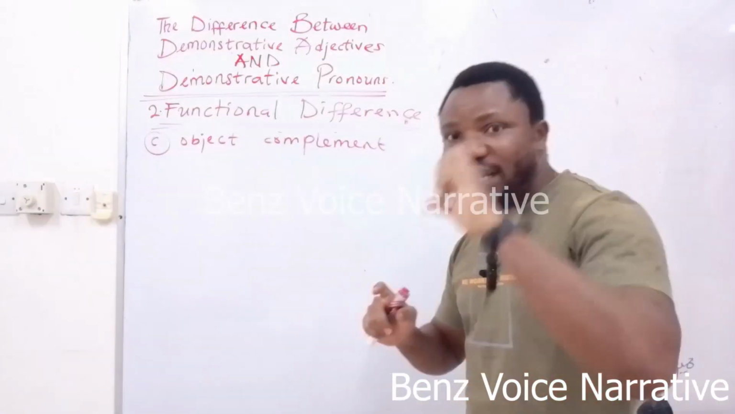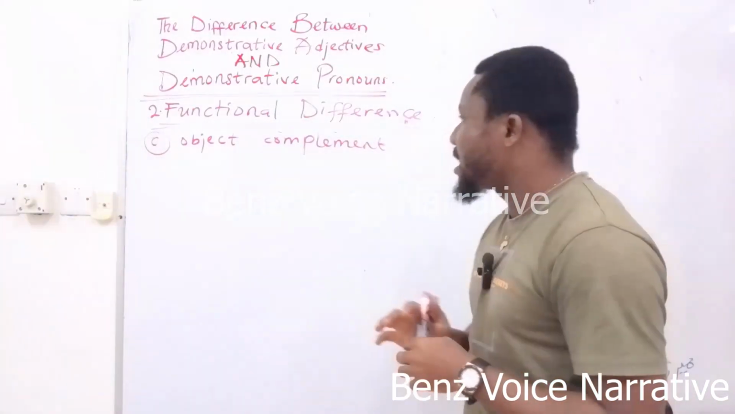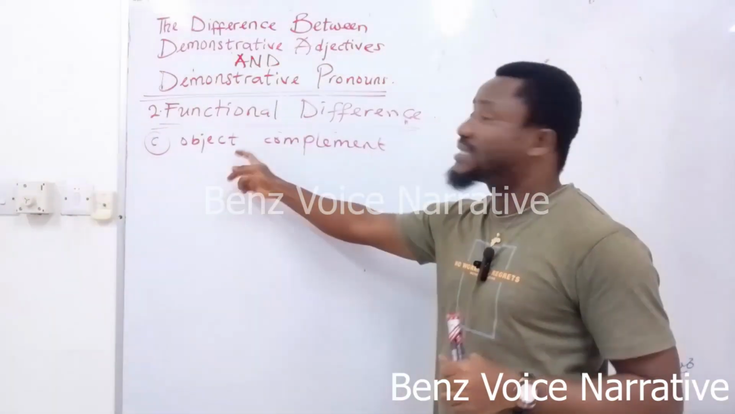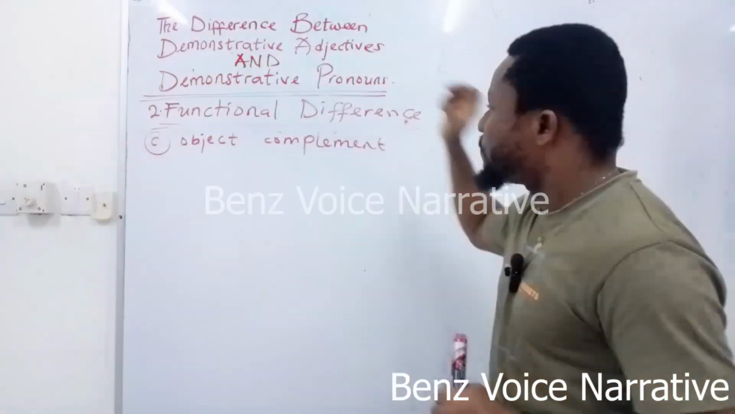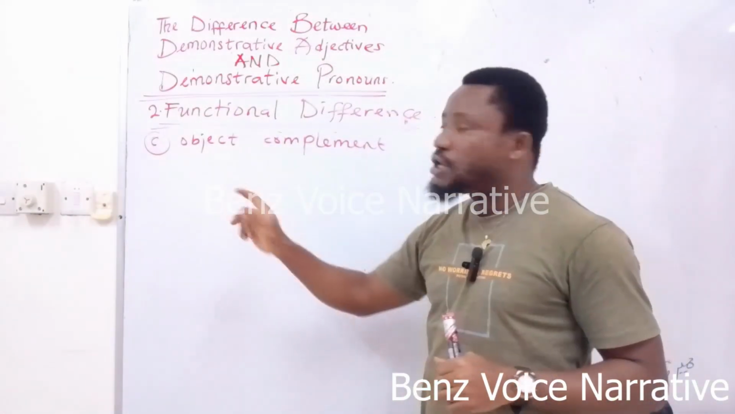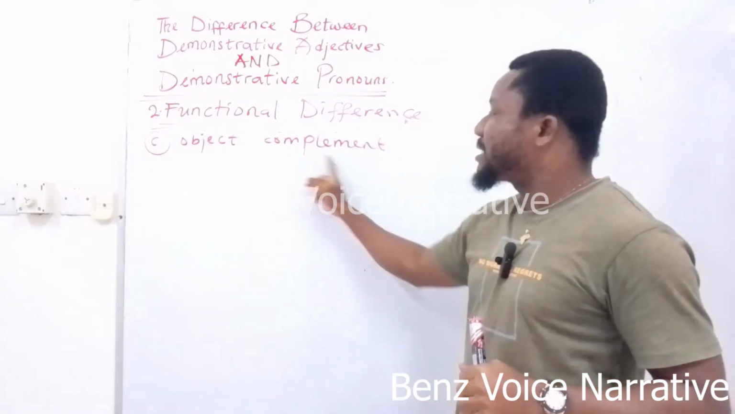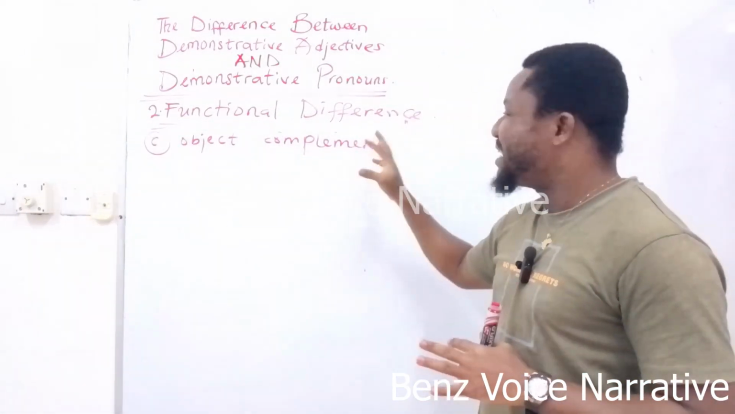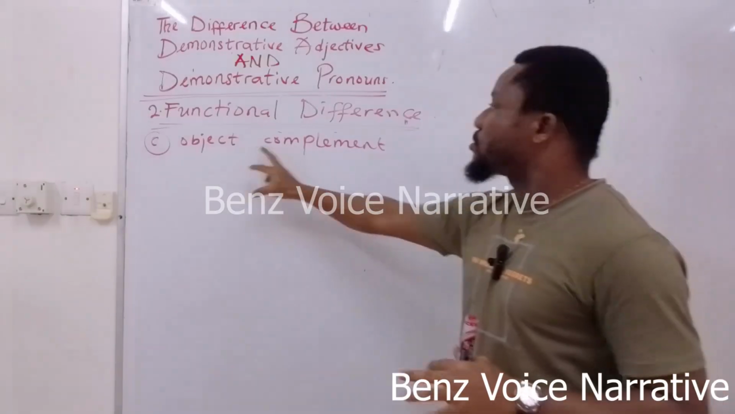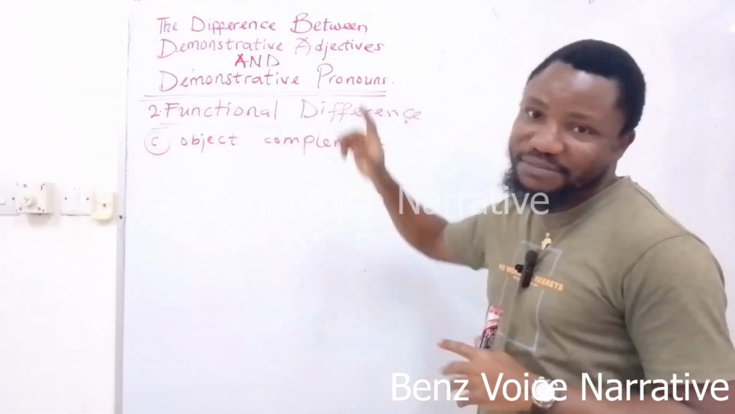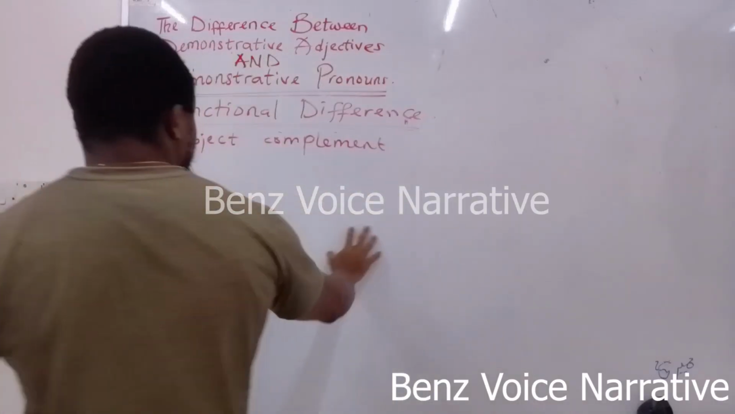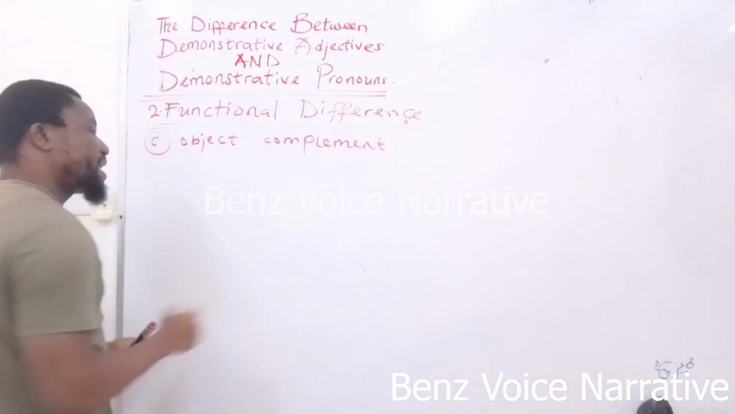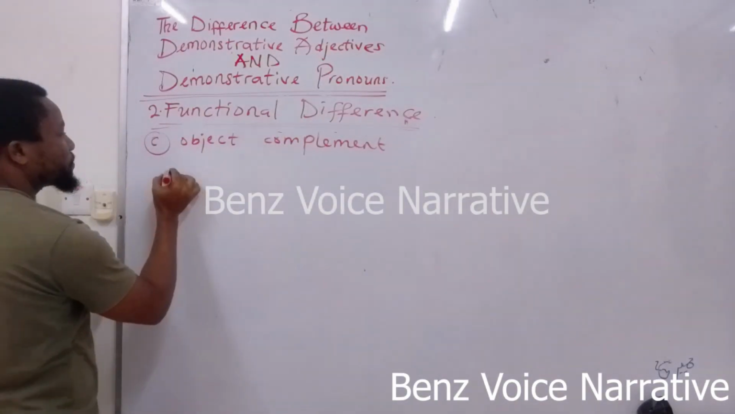And of course, only nouns and pronouns can function as object complement. Demonstrative adjectives cannot function as object complement. For something to be an object complement, it has to be a pronoun or a noun. It does not have to be an adjective. So an adjective cannot function as object complement. Only nouns, only pronouns can. So let's have an example.